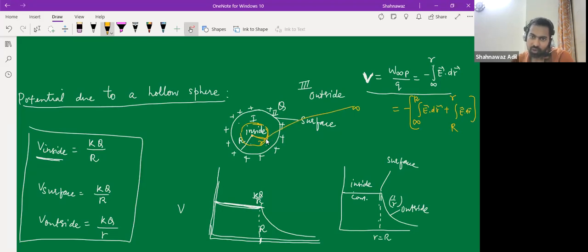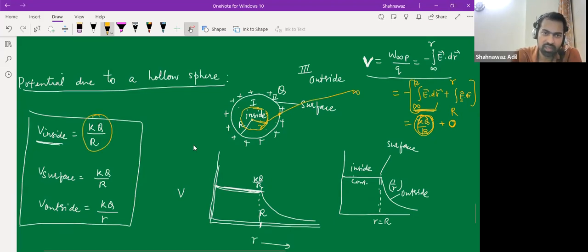So this integral from infinity to R would give you how much? KQ by R. And this part, from R to small r, E equals 0. In this region E is 0, so this part will give you 0. But the part from infinity to R will contribute. So that is why we have this constant potential inside. Is this clear?